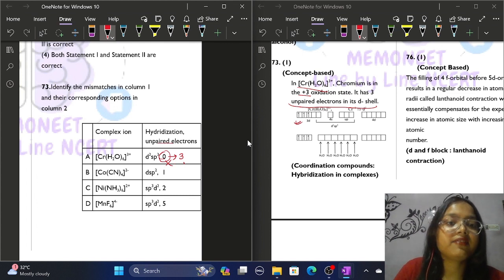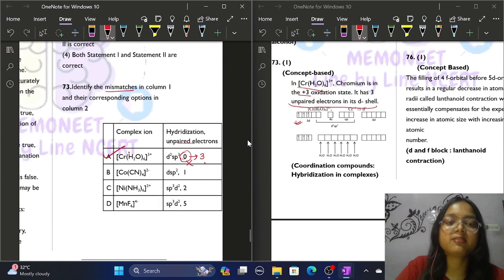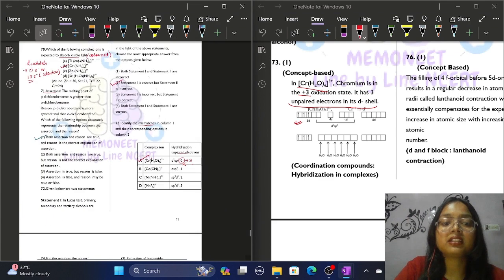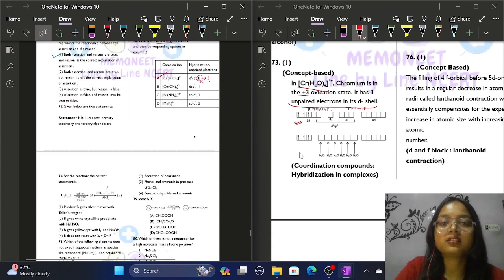Okay, so identify the mismatches. Mismatches we have to identify, so only A is the mismatched option. If we find that out, the other three will be the correct ones.